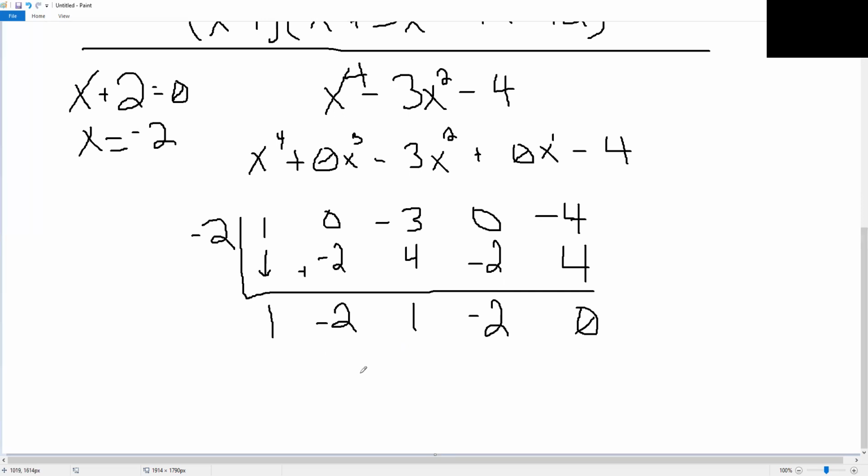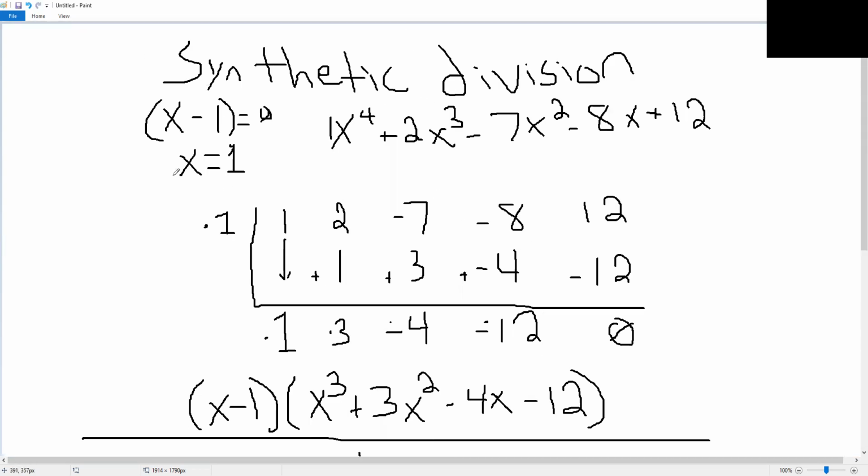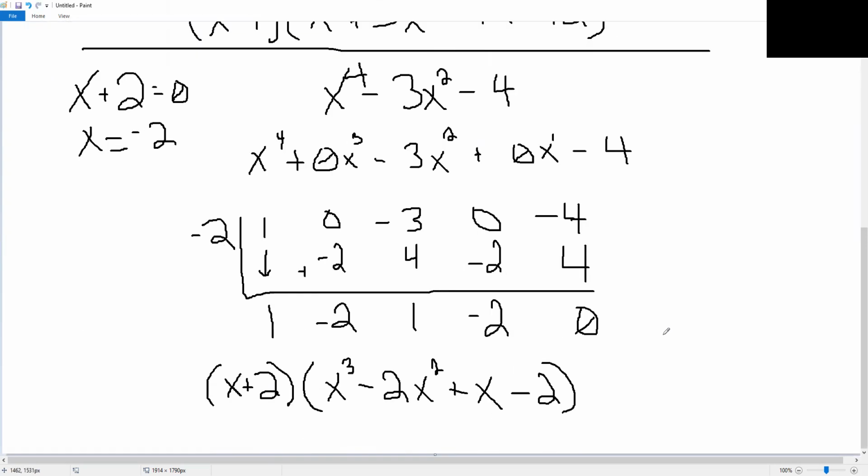Now, let's rewrite it as a factored solution. x plus 2. Now, we started with x to the fourth here. So this one will start with x to the third. So we're just going to write x to the third because there's an understood 1 in front of that. Minus 2x squared plus x minus 2. All right. That is synthetic division. Awesome stuff. Helps you factor out these things quite easily.